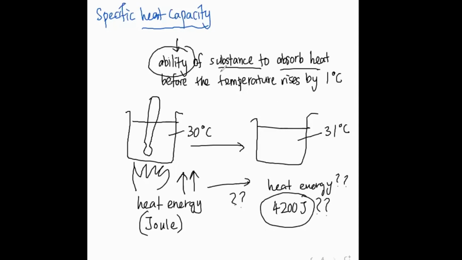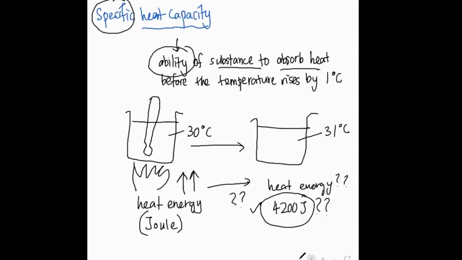Since water has this ability, the specific heat capacity, the ability of a substance to absorb heat before the temperature rises by 1 degree Celsius, for water it is 4200 every time. That's why it is specific. Every substance has its own ability; salt water has a different specific heat capacity, sugar water has a different one, and pure water has its own. This tells you how much heat is needed to raise the temperature of the water.